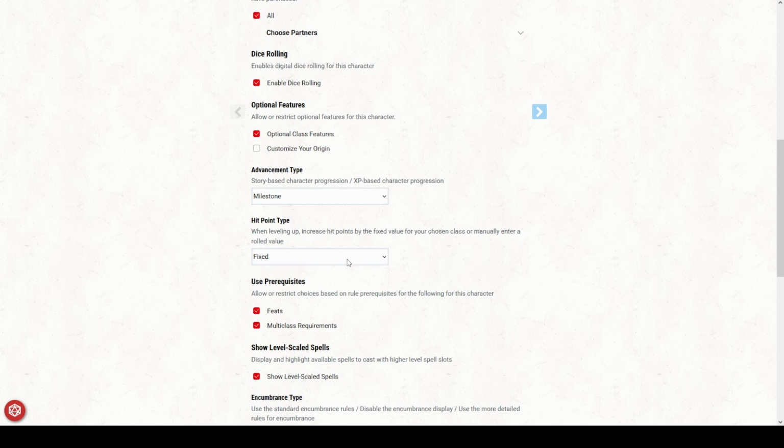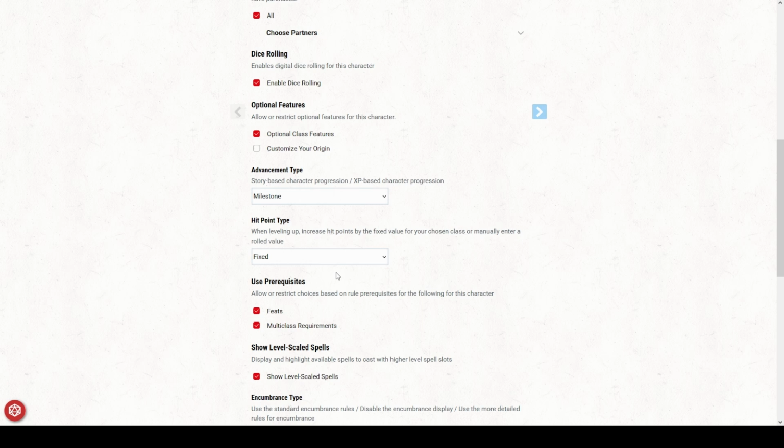Manual and fixed. Fixed is going to work pretty simply. It's the most fair option. What it does is it sets your HP at max at first level, plus your Constitution modifier. We'll get into what a Constitution modifier is in a bit. Fixed, after level 1, is half your level plus your Constitution modifier. So it's fair for everyone.